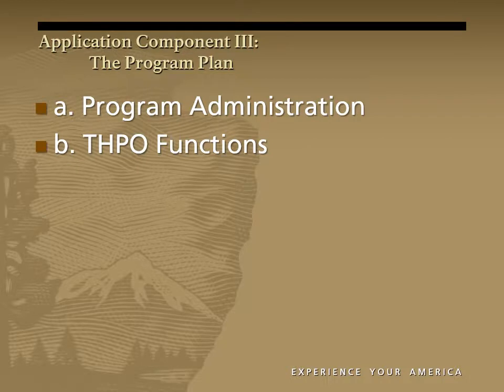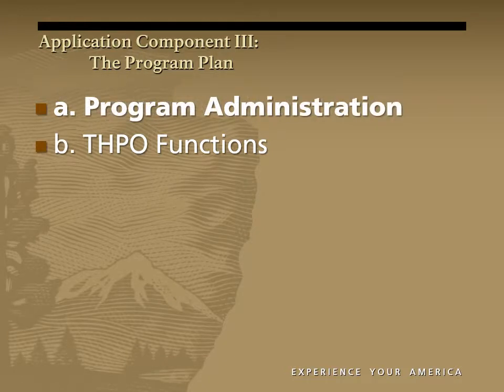The third part of the application is the program plan. The program plan is the bulk of the application and itself has two main components. The first section of the program plan provides background on where geographically the applicant would like to take on historic preservation responsibilities and how, generally, their THPO program will be staffed and managed. The second section of the program plan discusses how historic preservation functions will be carried out by the applicant.